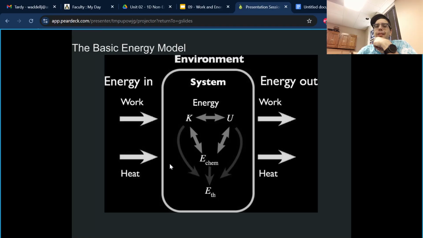Heat is affecting the kinetic energy, but it's not. So that's the way it definitely turns out. And that's also because of things like entropy.